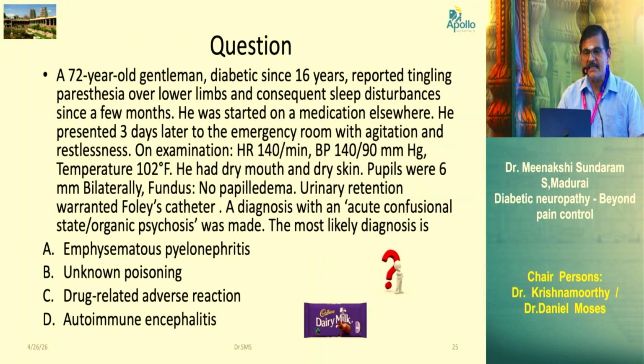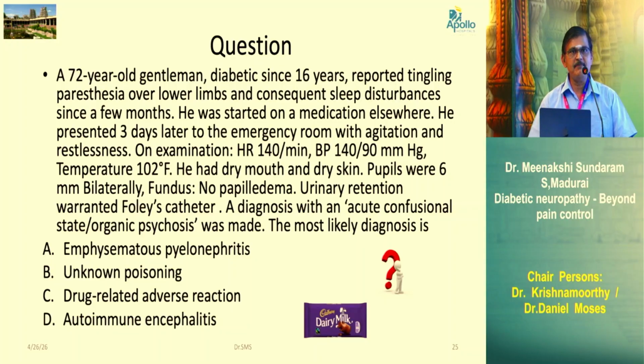This is a 72-year-old gentleman, diabetic for 16 years, who presented with tingling paresthesia over the lower limbs and consequent sleep disturbances, and went to a practitioner. He was on a medication elsewhere. He presented 3 days later to the emergency with agitation and restlessness. Clinical examination at this point: heart rate 140, blood pressure 140/90, temperature elevated, dry mouth, dry skin, pupils appeared dilated, no papilledema, urinary retention requiring a Foley's catheter. A diagnosis of acute confusional state, organic brain syndrome, is made.